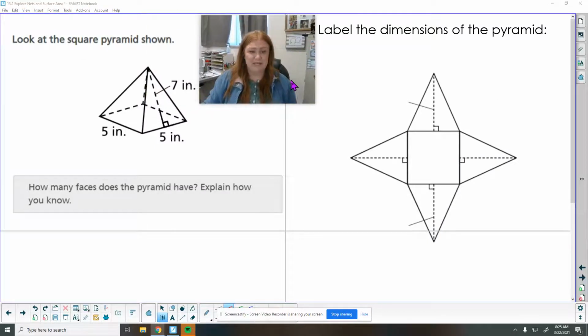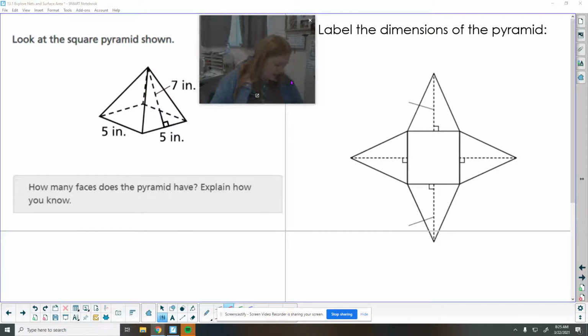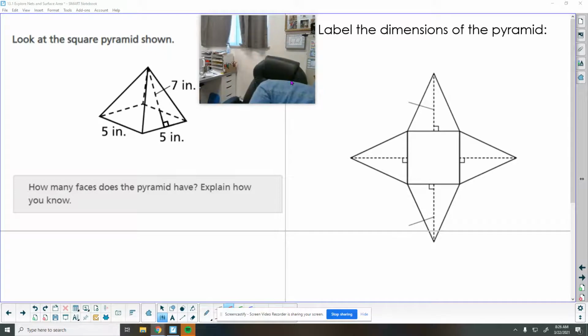Hey, task 2 this time is talking about a pyramid. Let me grab my pyramid. Sorry, I shouldn't have put it on the floor. So we've got this pyramid. And yes, remember their net looks a little different than mine, but we still have 4 triangles and a square.